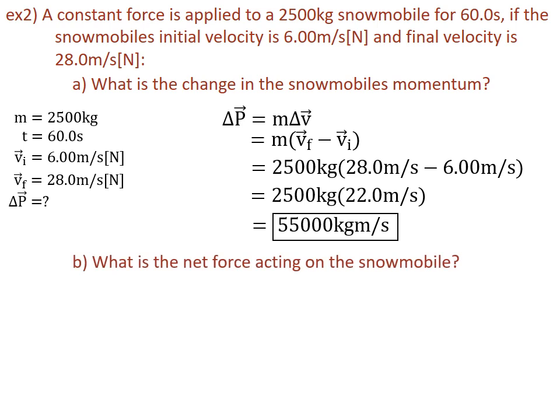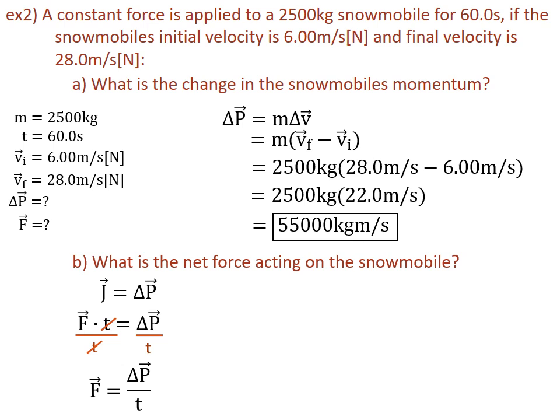Part B. What is the net force acting on the snowmobile? So I'm looking for force now. Impulse equals change in momentum. Impulse also equals force multiplied by time. So I will sub in force multiplied by time for impulse. I want to solve for force. So to get force by itself, I will divide both sides by time. So time on the left-hand side will factor out, and I have isolated force. It is equal to change in momentum divided by time.